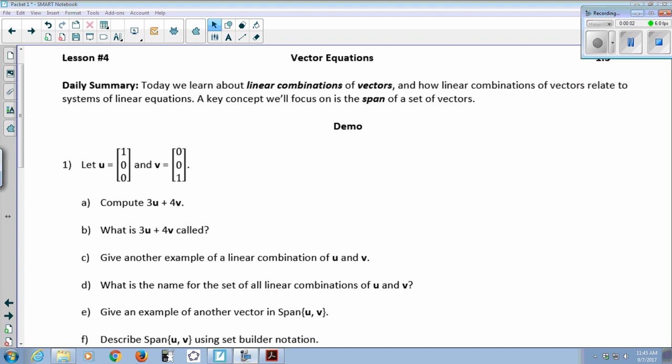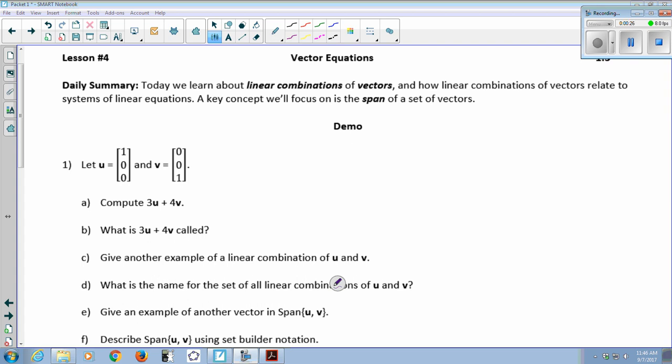Okay, so in this lesson, we're going to learn about linear combinations of vectors and how linear combinations of vectors relate to systems of linear equations. And a key concept we're going to focus on is the span. That word span is going to come up over and over this semester. So take the time now when you're reading to really understand what that means.